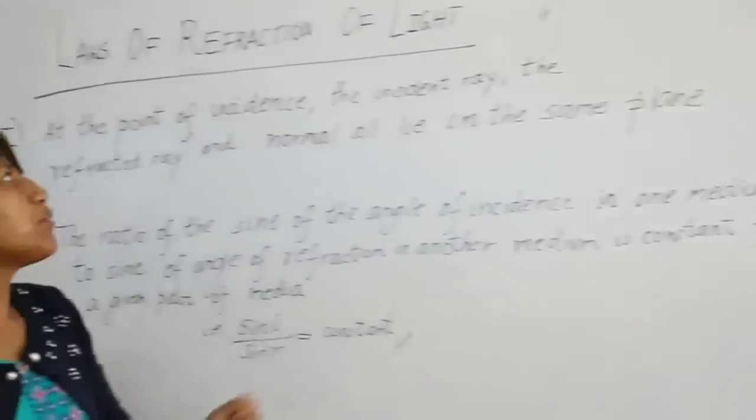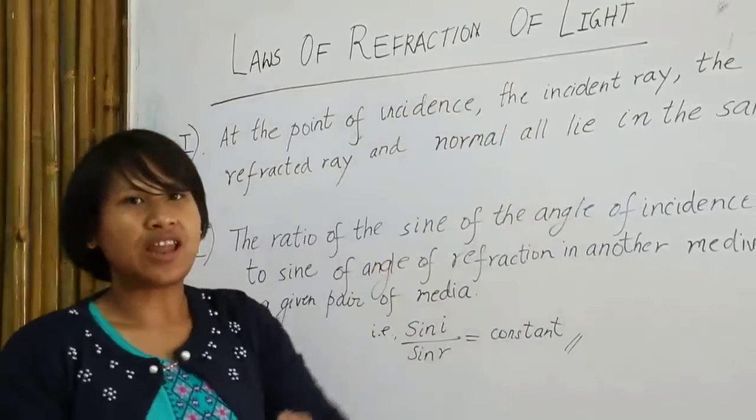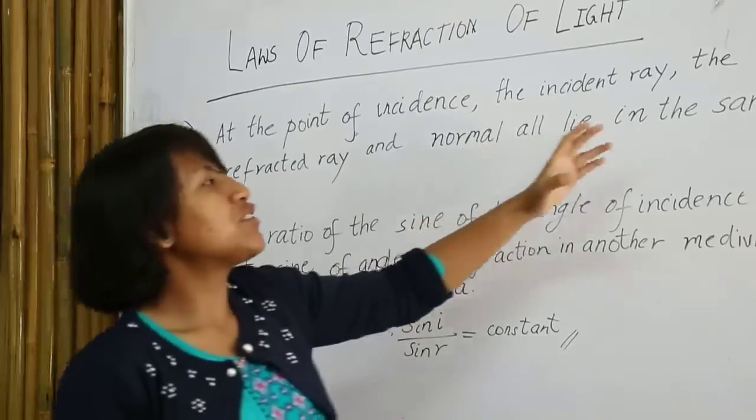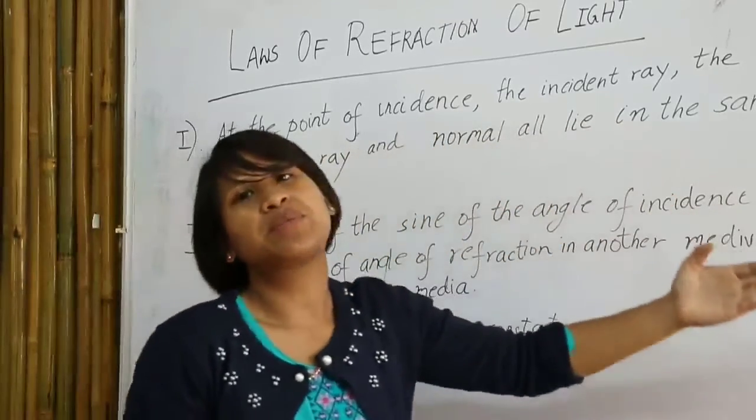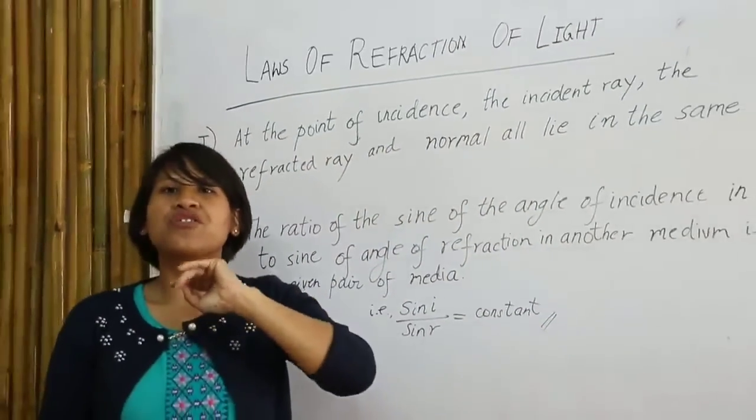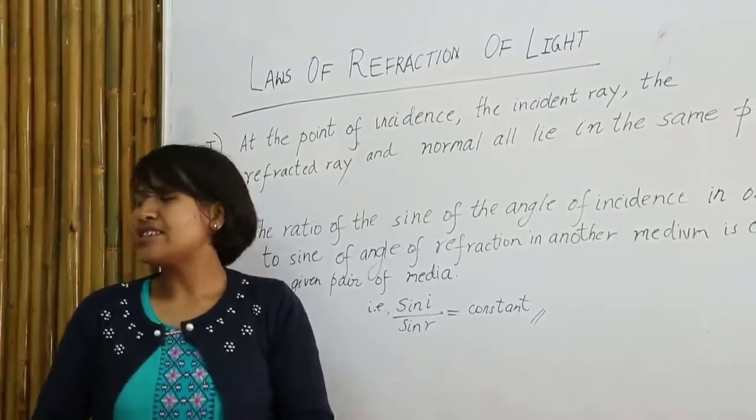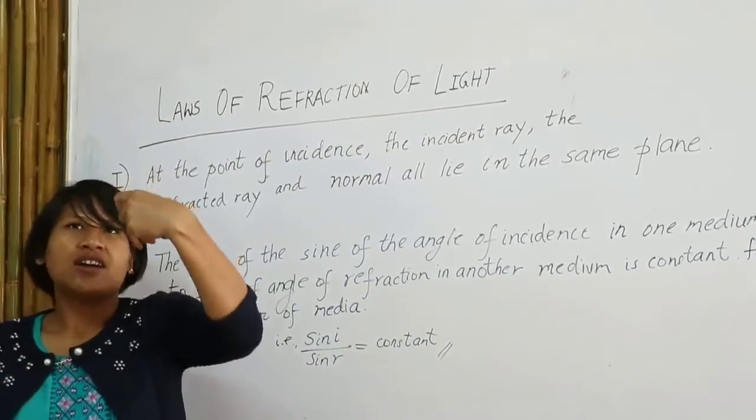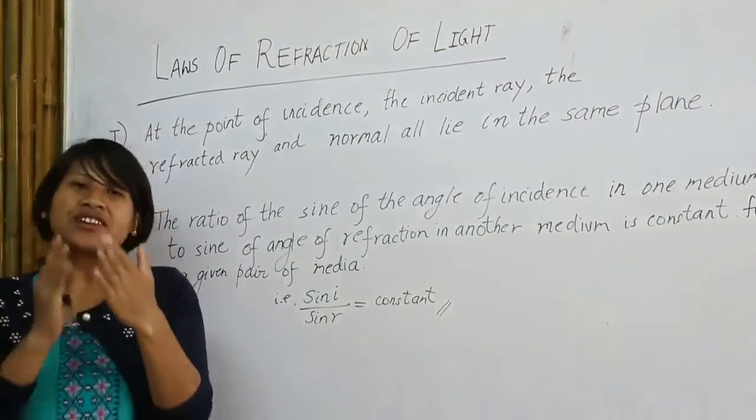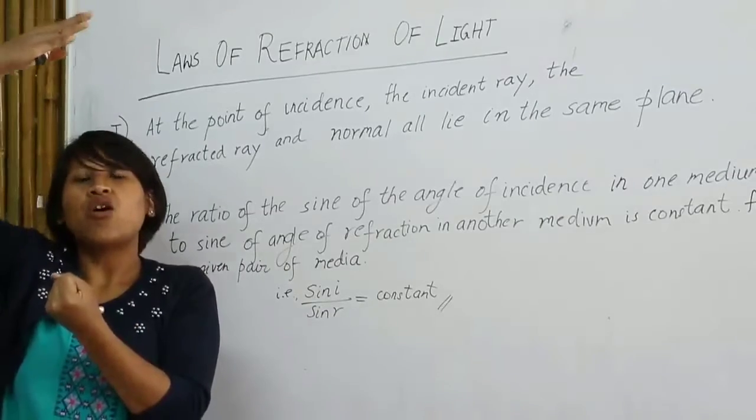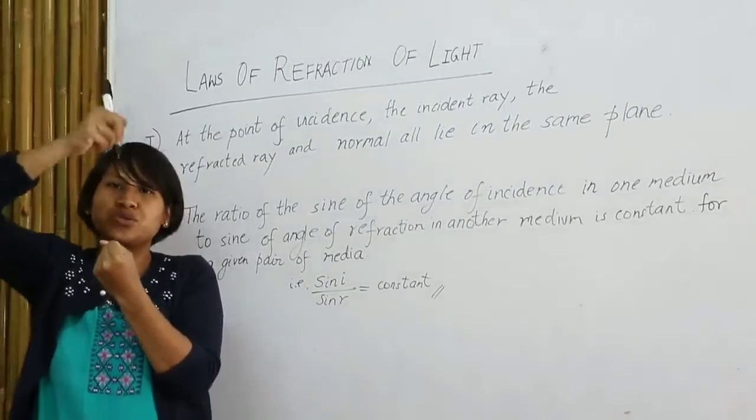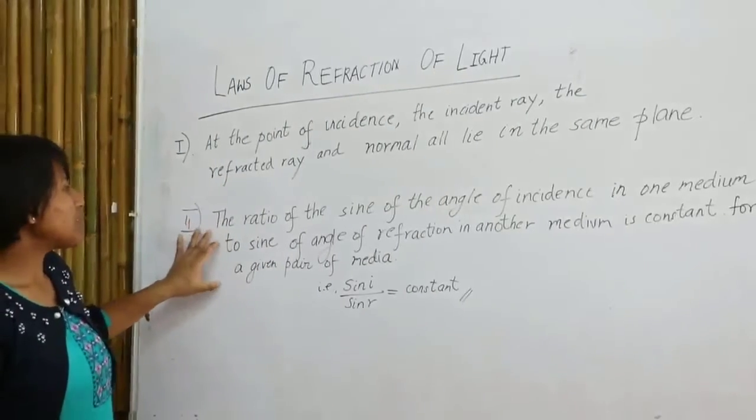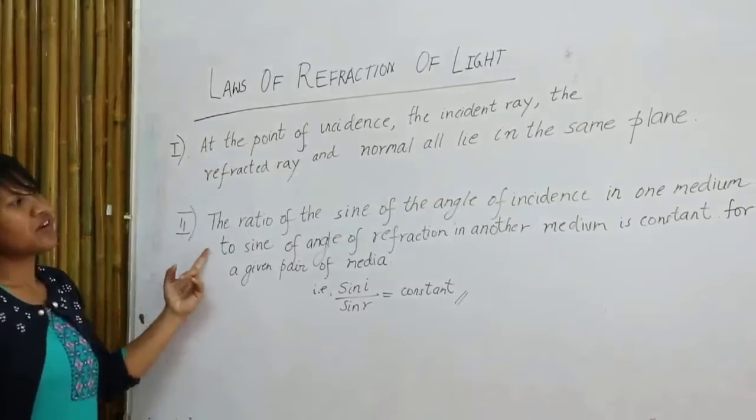Next, I'll be doing the laws of refraction of light. The first law states that at the point of incidence, the incident ray, the refracted ray, and the normal all lie in the same plane. Just like the second law of reflection of light, that means if you pass a plane of paper through the incident ray, it will contain the refracted ray and the normal as well.